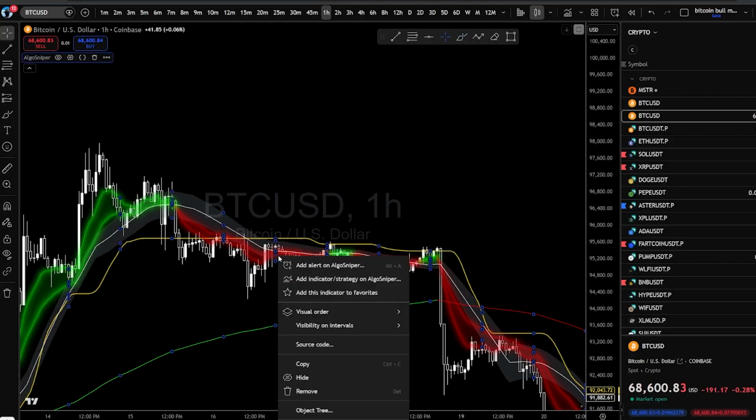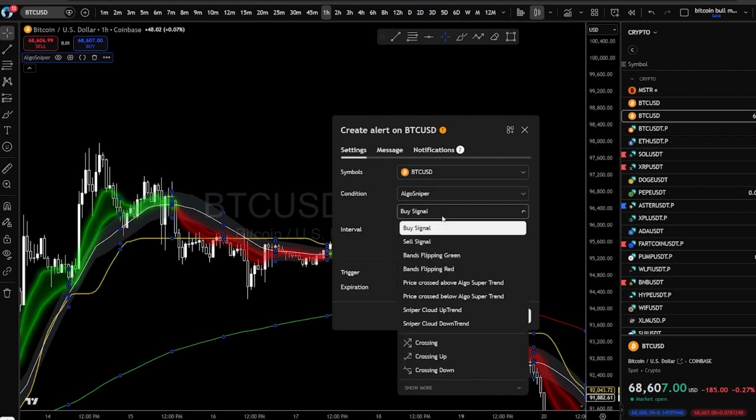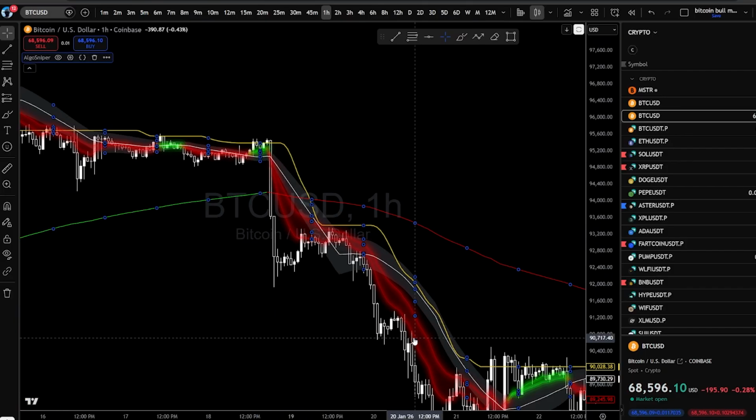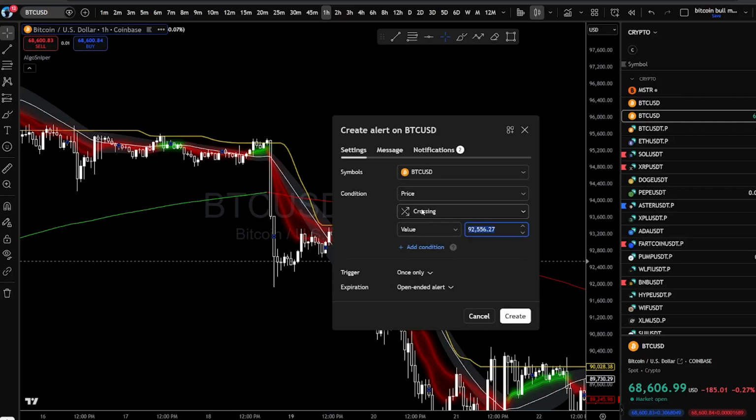You can also right-click on your chart and add an alert. You're going to see AlgoSniper, and you can add an alert for buy or sell signal. You could add for when the bands are flipping green or red. You could add when the sniper cloud is going up or down. You can also add an alert for when the price is crossing above or below Algo super trend. You can do this on the 1 hour time frame. I think that's a really good alarm. Set the alarm there so that you can always be aware when the market is about to crash.